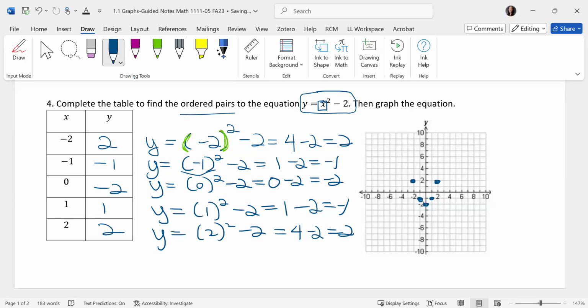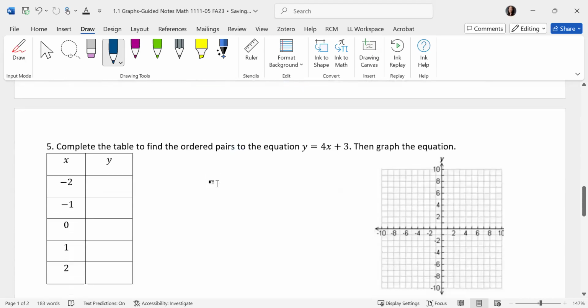So when you plot 5 points, we could plot more, but 5 points give you the general shape. And so here we have this U shape, which we're going to learn about later on. This is a quadratic function. Quadratic functions are where the highest power or degree is 2, and it gives you a parabola shape.